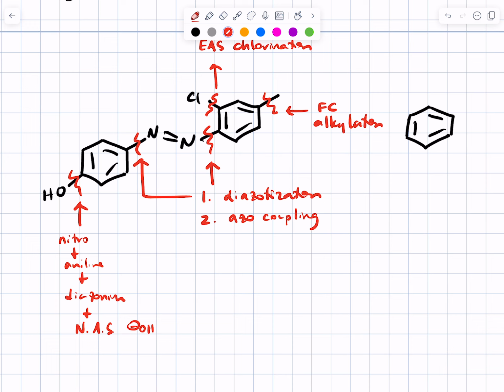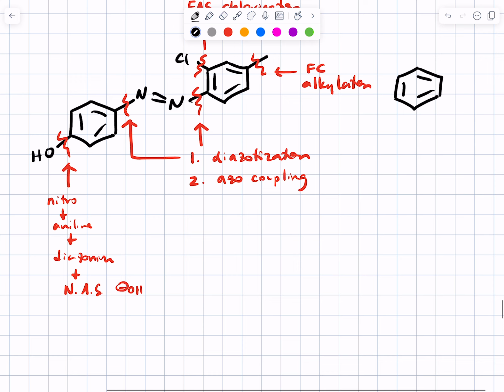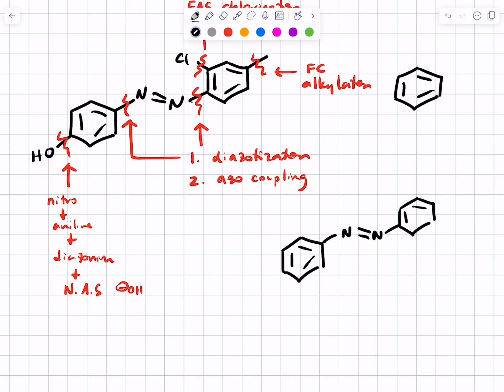So you're sort of seeing how we can build up this kind of complexity. Let's think about where to start. Do you think it's a good strategy to make this structure first and then worry about putting the other groups on? Why is that bad? What's that?